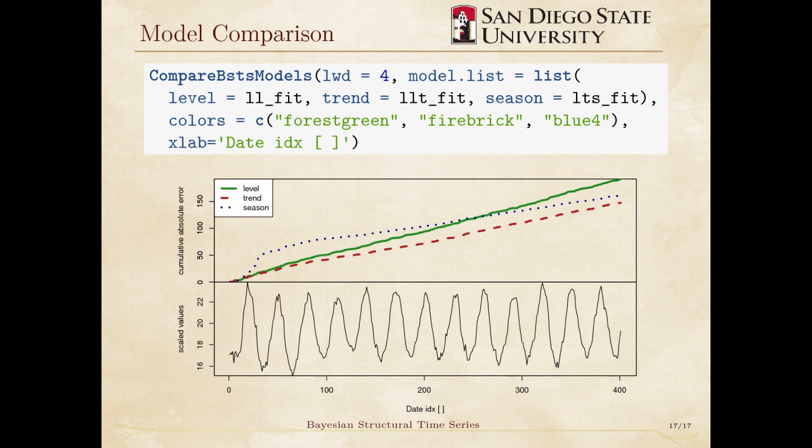Here is something new. BSTS provides a plot that is useful for comparing several models. We use the compare BSTS models function by passing a list containing the 3 models we created so far: the local level, the local linear trend, and the local linear trend with seasonality. Based on this plot, we might be tempted to use the local linear trend, seeing it has the smallest error. But we know better.